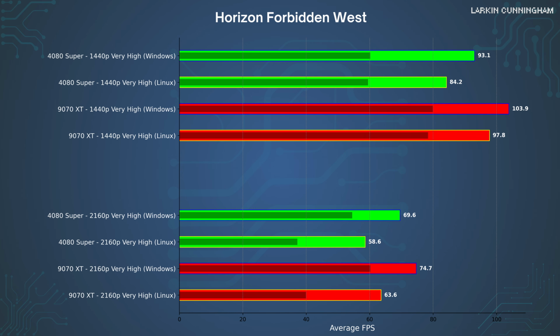In Horizon Forbidden West, as you'd expect with a PlayStation sponsored title, we see that the AMD hardware here, the 9070 XT, does have a bit of a lead over the 4080 Super, which is a very nice lead. We see that on both Windows and Linux. There's a very nice little win here for the 9070 XT. And at 4K, very high settings, we see that again on both Windows and Linux, the 9070 XT does edge it over the 4080 Super.